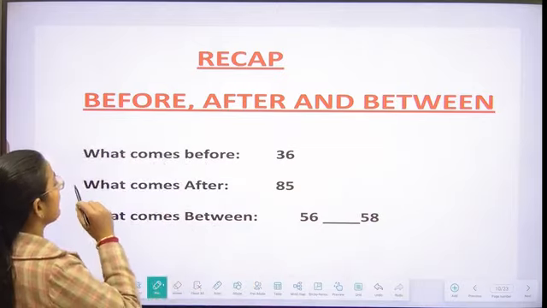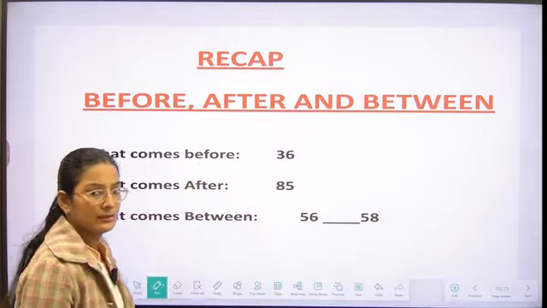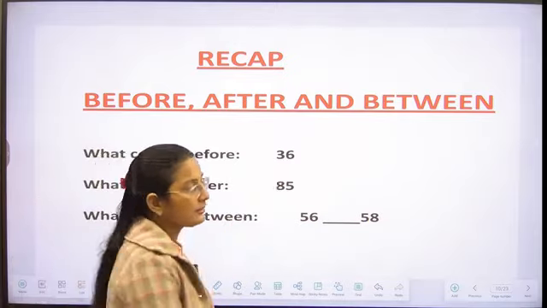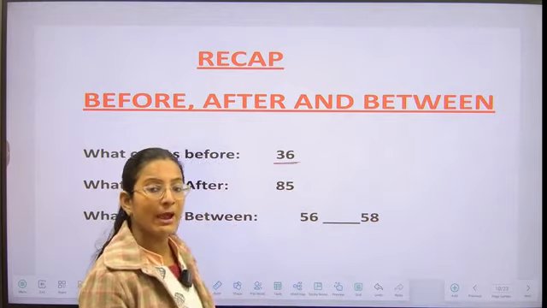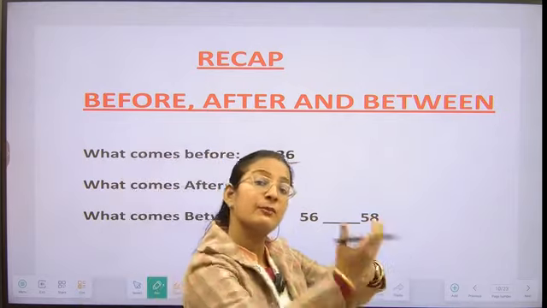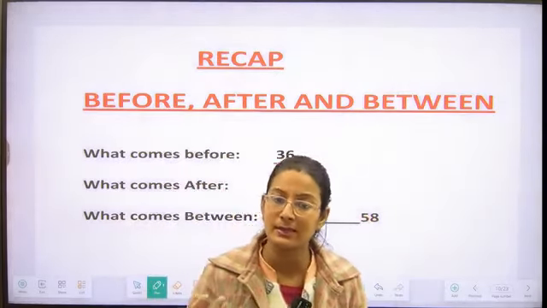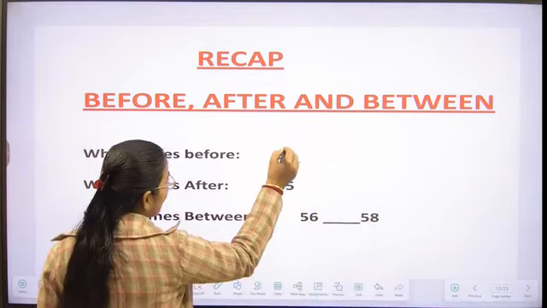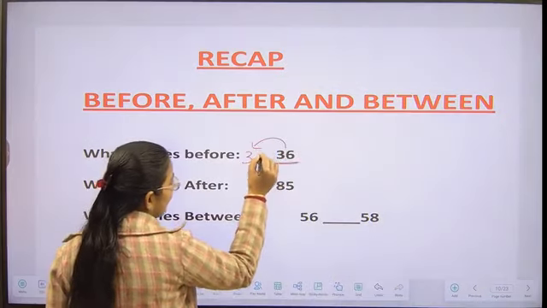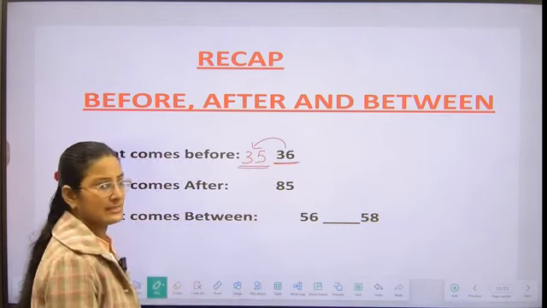Read the question with me. What comes before 36? What is the number written over here? 36. So what we have to do? We have to write the number that just comes before 36. 36 से पहले कौन सा नंबर आता है kids? Very good. The number 35. So we have to write 35 before 36.